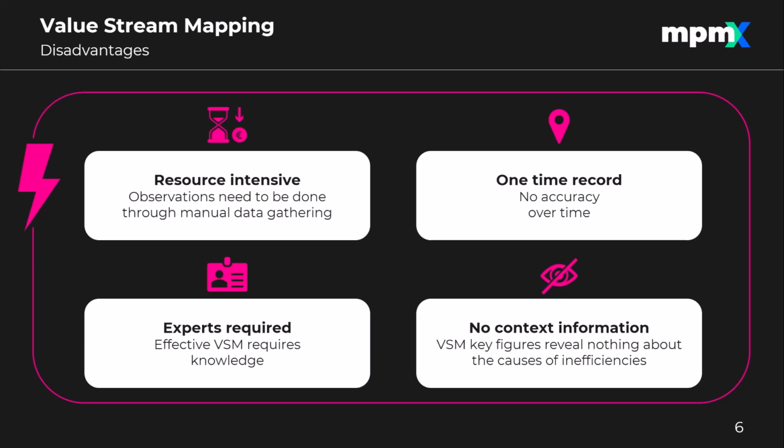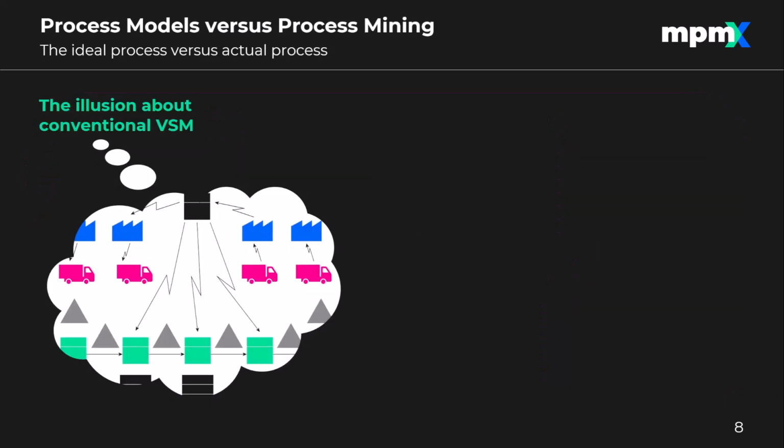And in addition to that, there is no real context information in such a value stream map regarding, for example, the type of raw material that comes in, or if you produce several different products in your plant, those information are missing, information about the customer as well, for example. And that's what we can solve with our solution, mpmX.